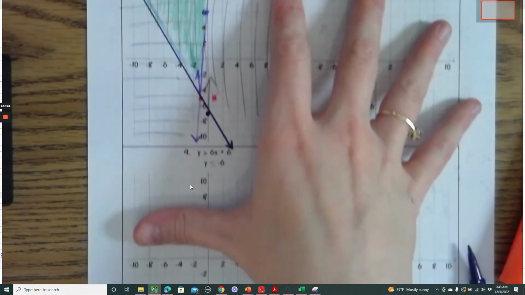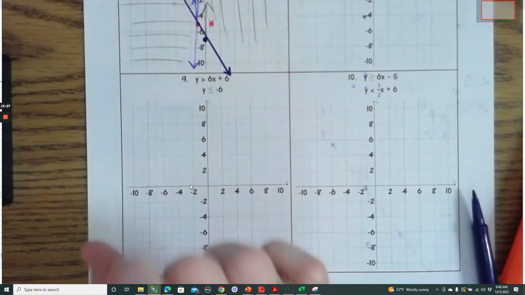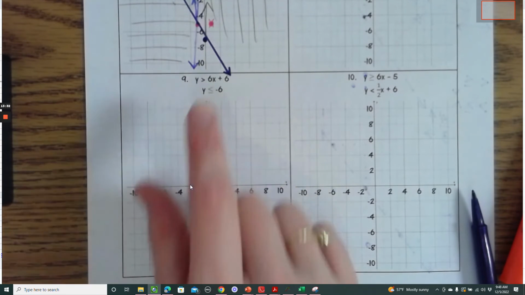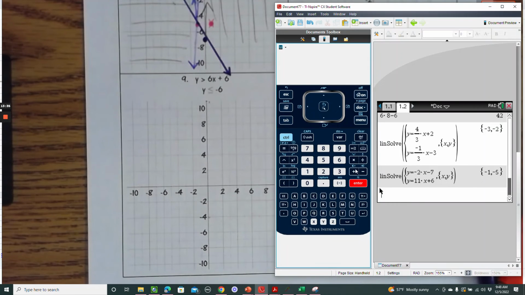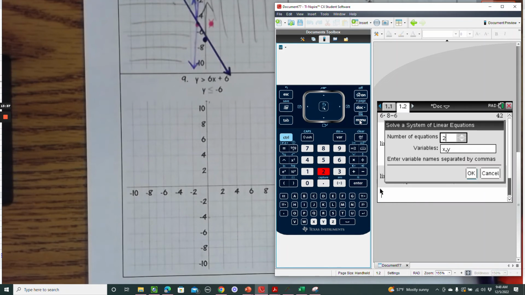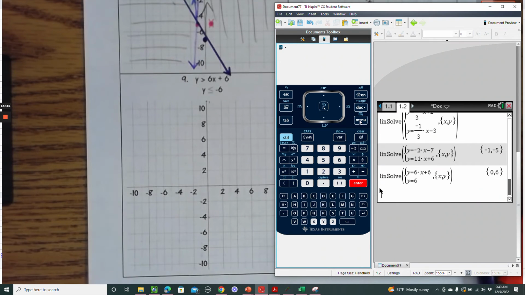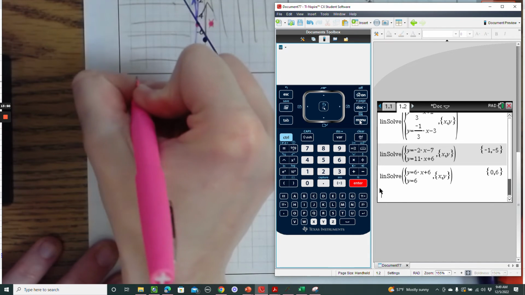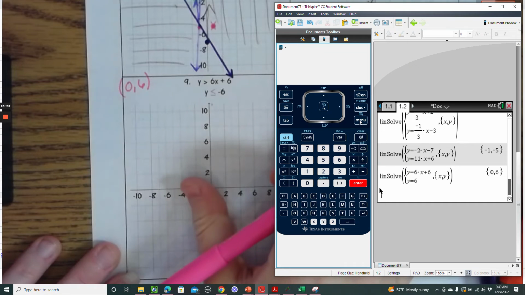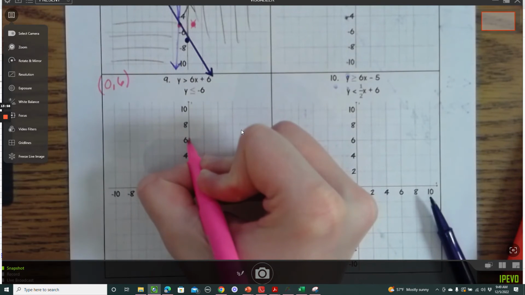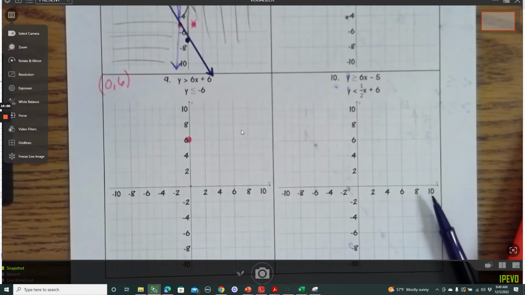All right, last I'm going to do with you, because this one's kind of got a special one in there. All right, y is greater than 6x plus 6. Y is less than or equal to -6. All right. I know. Hang on. So we're still going to do the menu 3-2. And so that bottom one would just be y equals 6. So my guaranteed point is 0, 6. So that means there's going to be a point 0, 6. Okay.